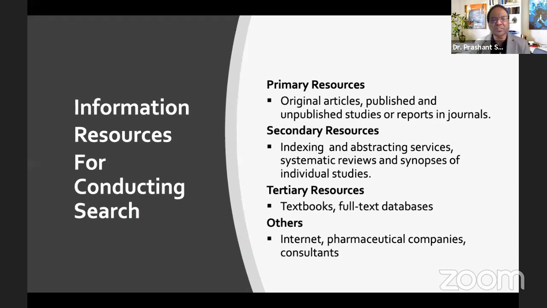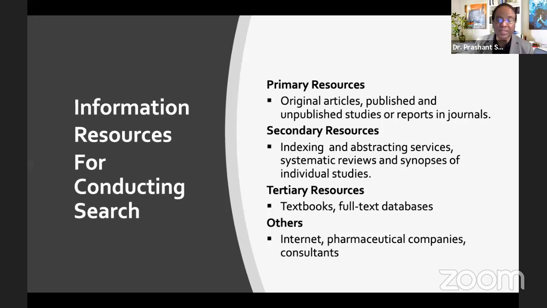So what are the information resources for conducting such a focused search for the clinical question? We can use the primary resources such as original articles, published and unpublished studies or reports in journals, and then we can use the secondary resources like PubMed or Web of Science, or CINAHL or Embase. These are indexing and abstracting services. Or we can look at systematic reviews or synopses of individual studies. Then there are tertiary resources like textbooks or full text databases.